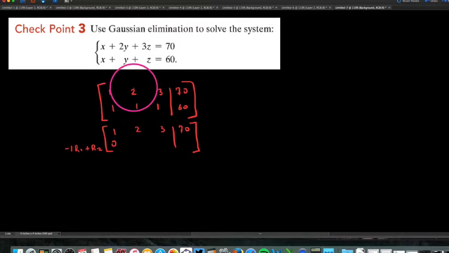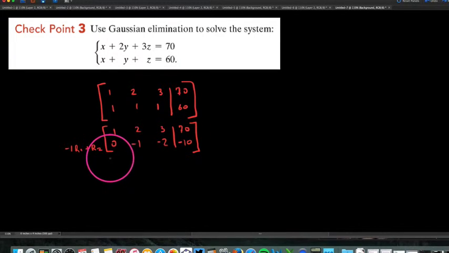Now negative 1 times a 2 is negative 2, and negative 2 plus a positive 1 is a negative 1. Negative 1 times a 3 is negative 3, and negative 3 plus a positive 1 is a negative 2. And then negative 1 times a 70 is negative 70, and negative 70 plus a positive 60 is a negative 10.